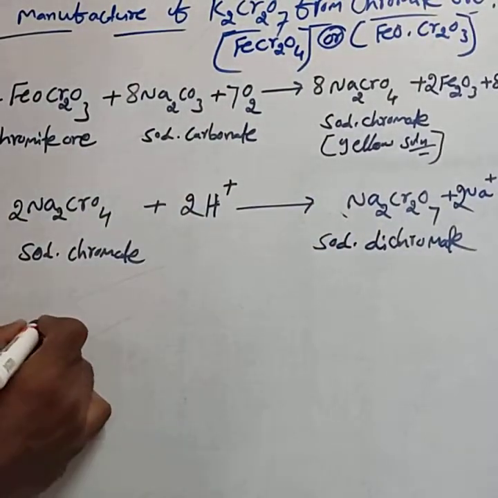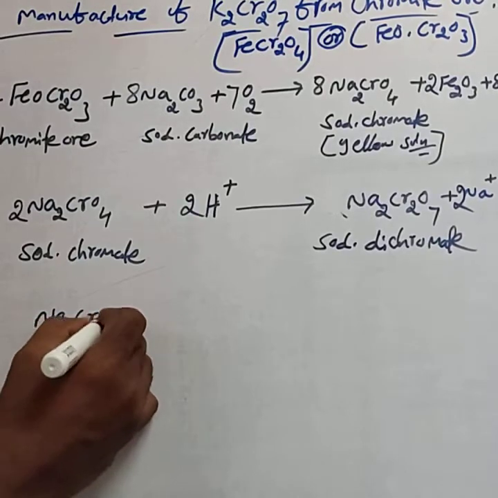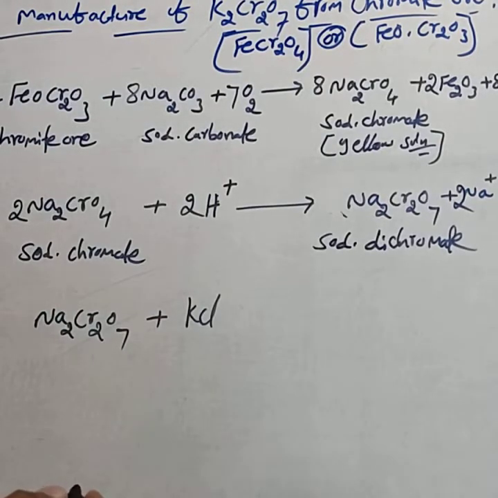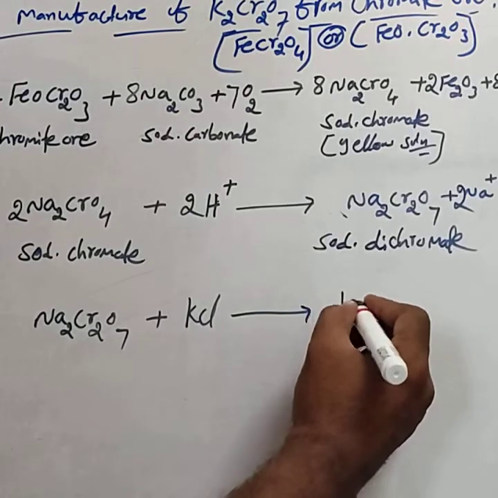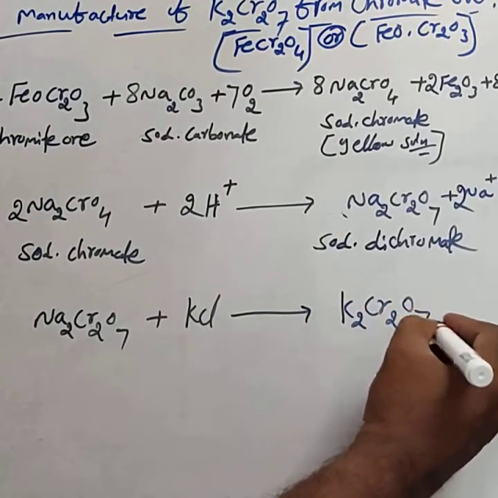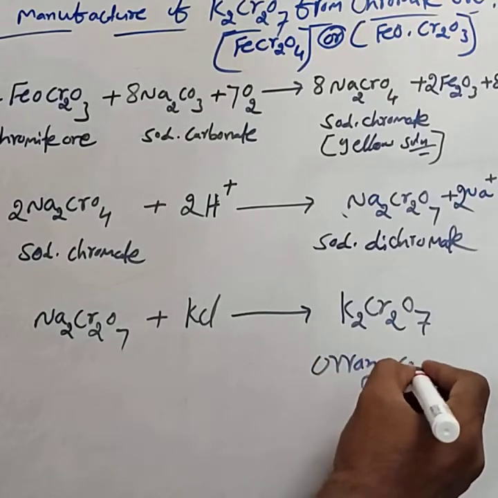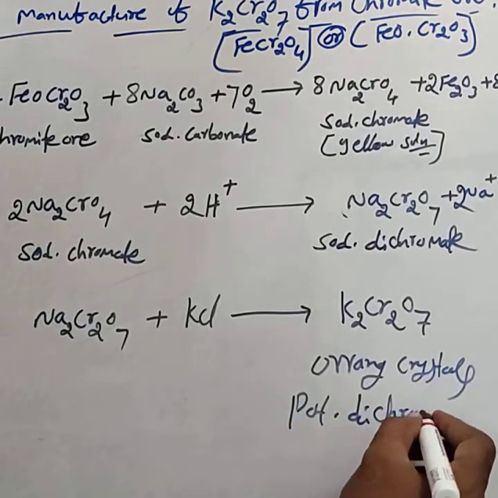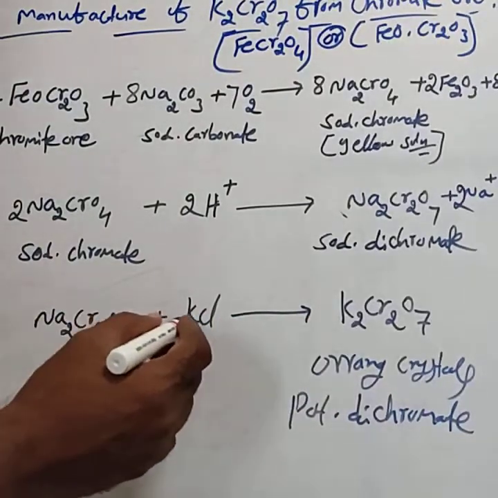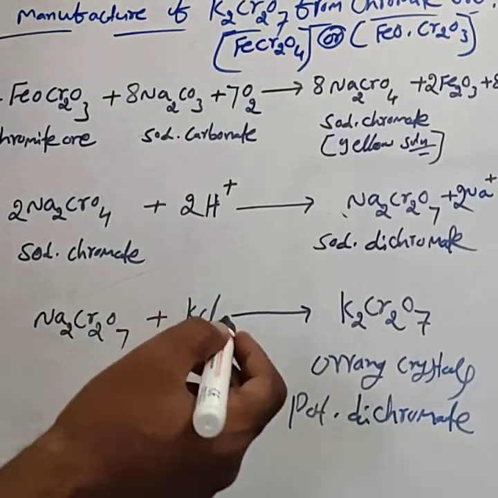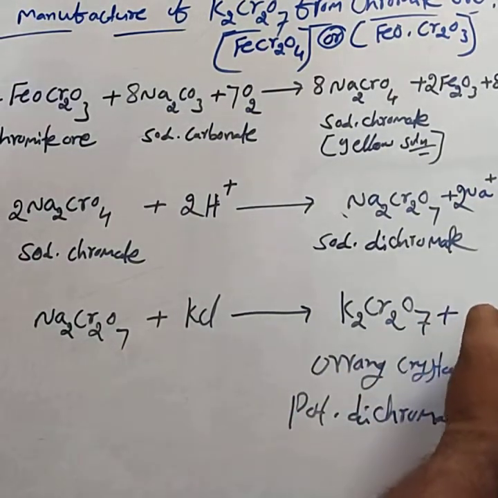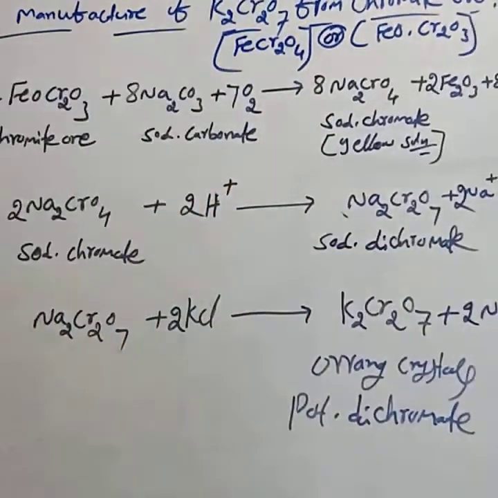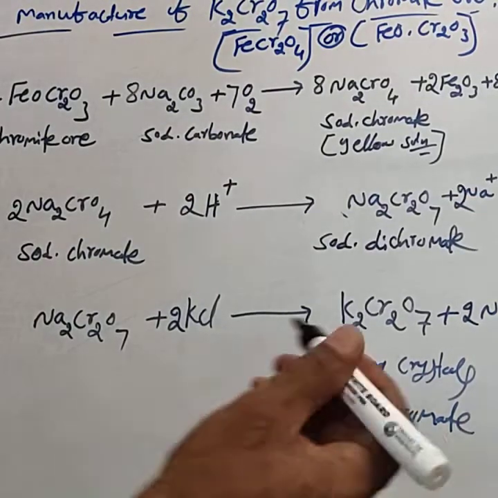Then the third step: the formed sodium dichromate is treated with potassium chloride, and we get orange crystals of potassium dichromate. Potassium displaces the sodium, forming orange crystals of potassium dichromate and liberating NaCl. That is 2NaCl, 2KCl. This is about the preparation of potassium dichromate.